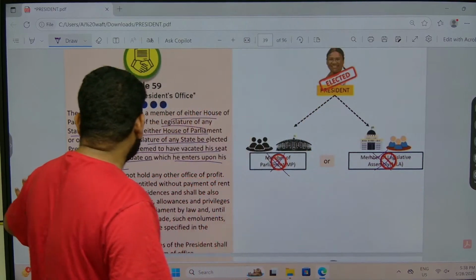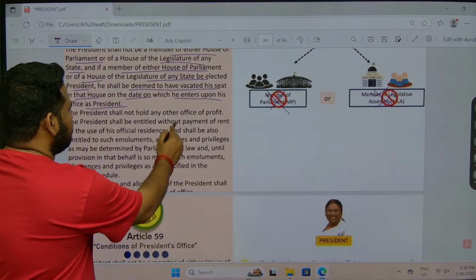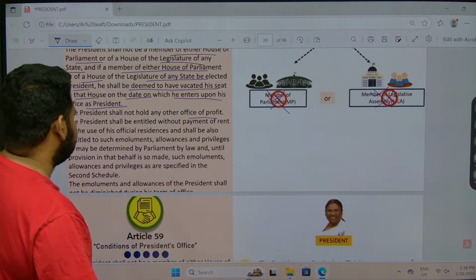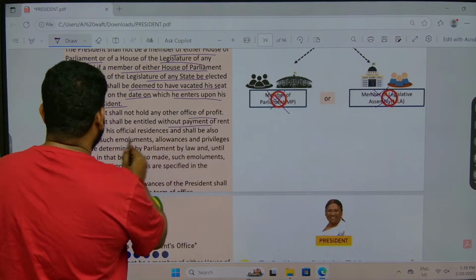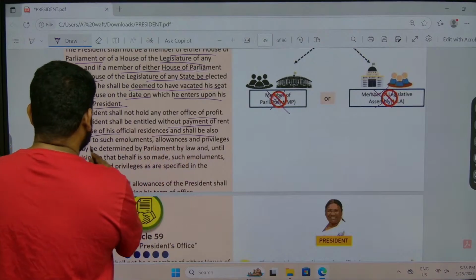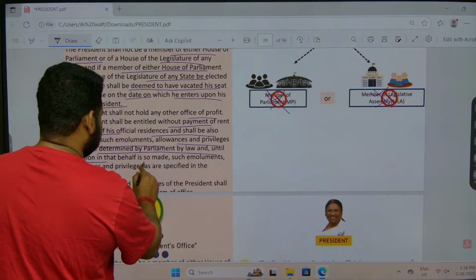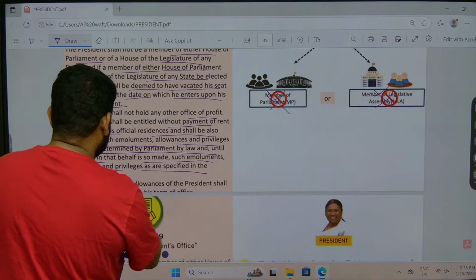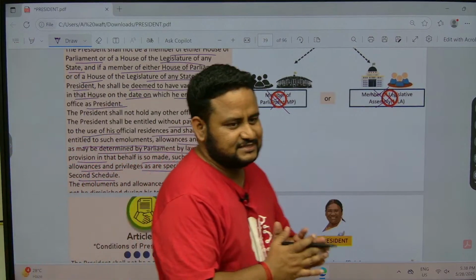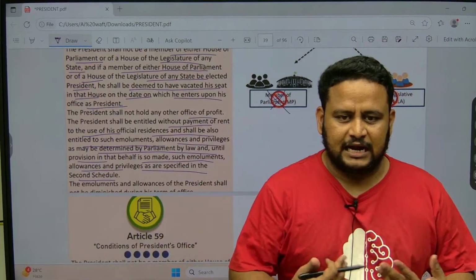Next thing is, the president shall not hold any other office of profit, that I already told you. He is entitled without payment of rent to the use of his official residence, and shall also be entitled to such emoluments, allowances and privileges as determined by Parliament by law, and until then as specified in the second schedule. So what does it say? So much detail is given. I will tell it in a simple way.